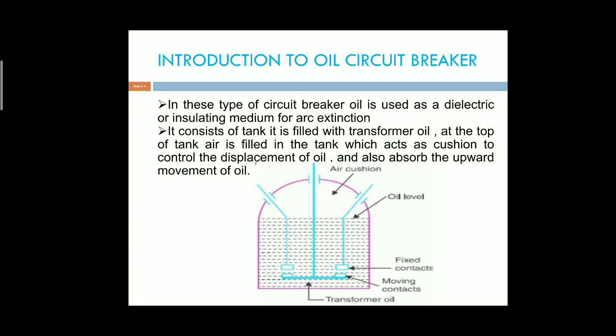Therefore, the air blast established by the opening of the blast valve flows between the air reservoir and the arcing chamber. Due to the air blast, the arc cools and the dielectric strength of the medium is increased. Then the arc is extinguished. This is the construction and working of an air blast circuit breaker.